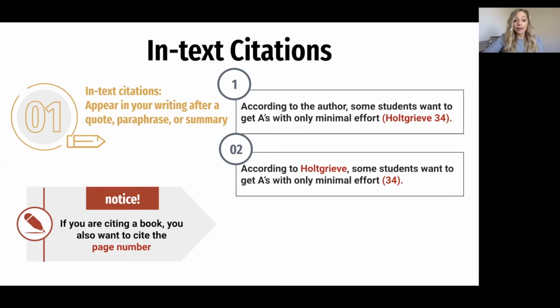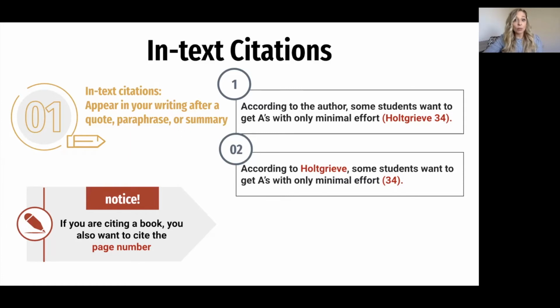Now, if you are citing a book, you do also need to include the page number, but for a lot of my classes and my sources, we use online and electronic sources, which don't have page numbers. So if you are citing a website and you don't know how to cite it, you do not need the page number. You also do not need the paragraph number. I have seen students try to cite paragraphs, and you actually don't need that, at least in MLA formatting.